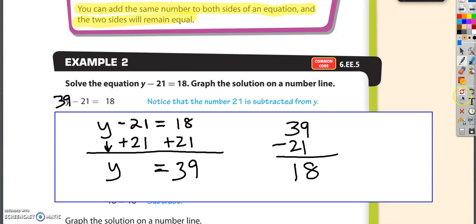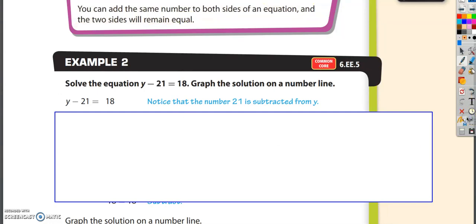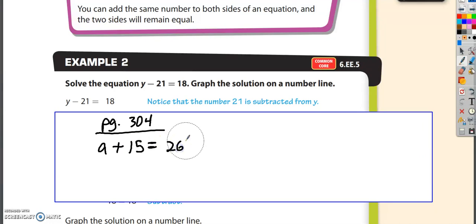So let's think about what we did before. This is what we did on the previous page. This is one of the problems we did on page 304. So I'm going to compare what we did just recently. On page 304, we had a plus 15 is equal to 26. And what did we do? We subtracted 15 from both sides of the equation, and we got a is equal to 11.